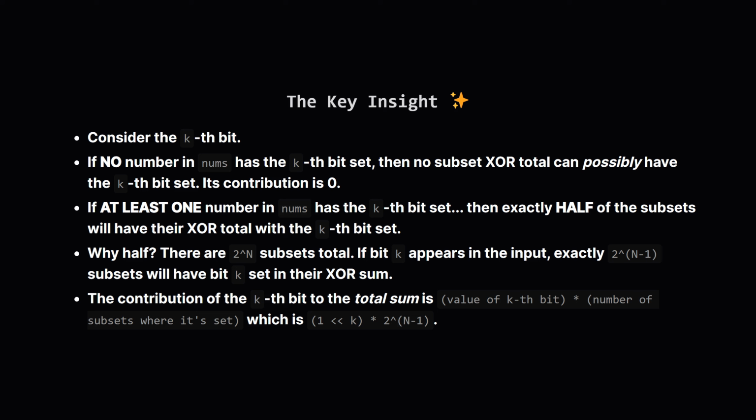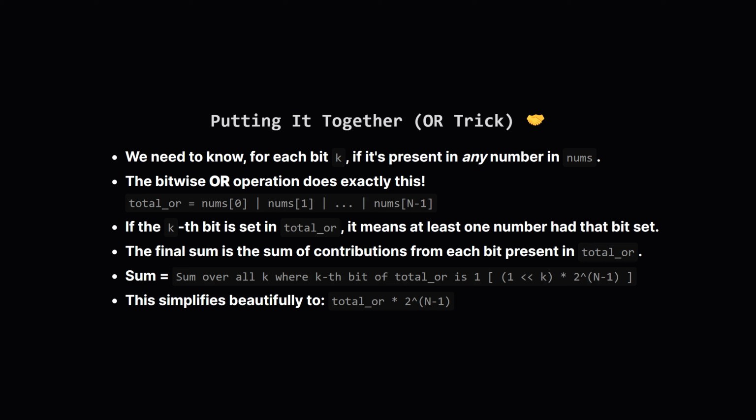appears, which is 2^(n-1). So how do we efficiently figure out which bit positions are present in at least one of the input numbers? The bitwise OR operation is perfect for this. If we take the bitwise OR of all the numbers in the input list, the resulting number, let's call it total_OR, will have a specific bit set to 1 if and only if that bit was set in at least one of the original numbers.